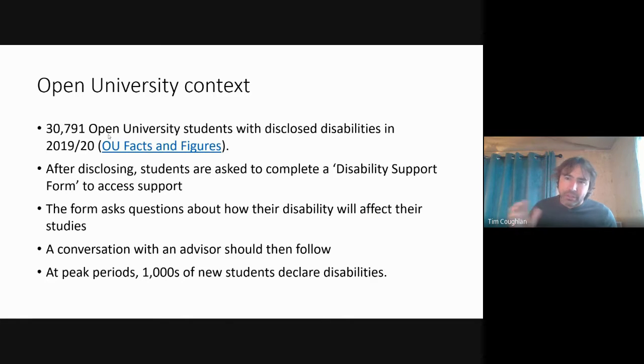And then after that, the next step in the process is that ideally they will have a conversation with one of our advisors. So we have disability advisors who can understand the study and potentially the student needs. All students are offered that conversation either via a phone call or other means, but they don't always respond to take it up. But also it's worth recognizing there's a bottleneck.